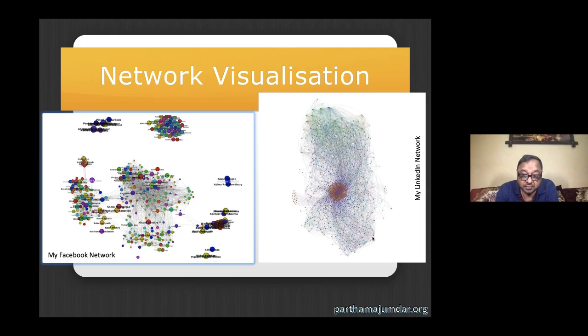Now, if you are interested in programming, you can go to my blog. I have given the complete process of how you can create the LinkedIn network visualization, the techniques and the code, and how to collect data. Everything is provided there.